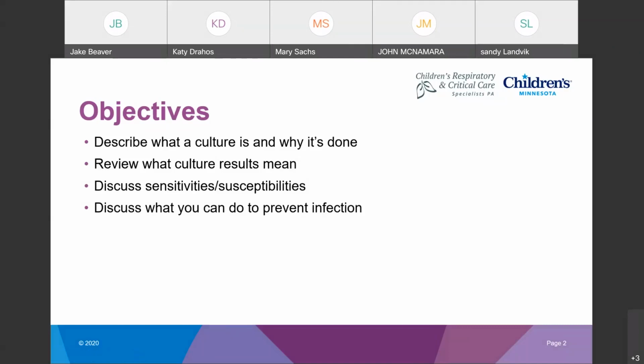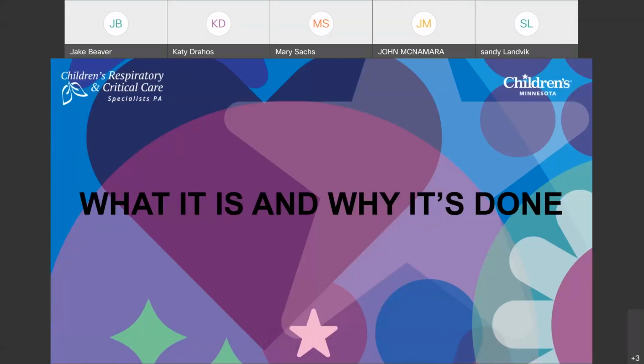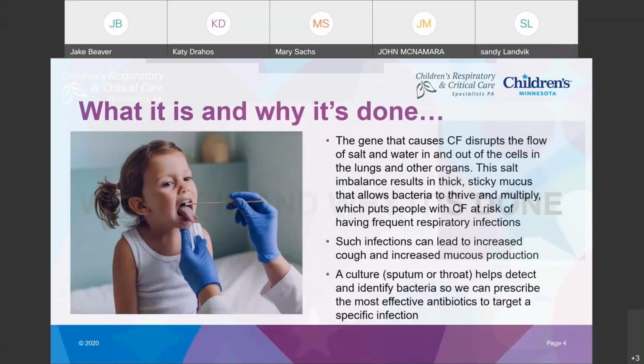So review what a culture result means, discuss the sensitivities and susceptibilities, and then talk about what you can do to prevent infections. So what is a culture and why are cultures done?